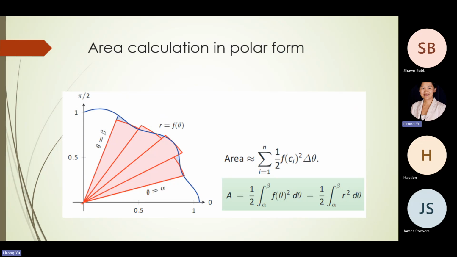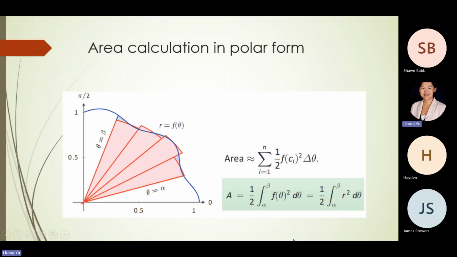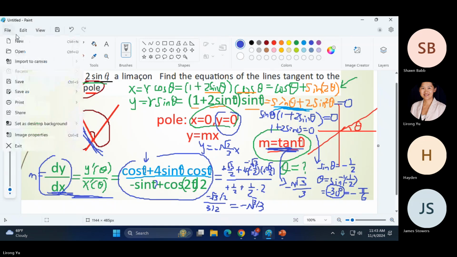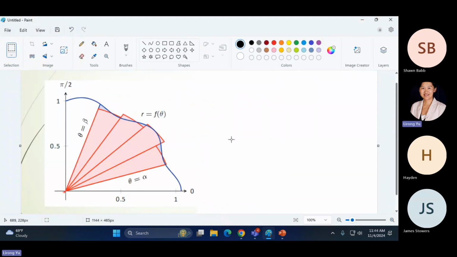All right, so we talk about the formula here. The area calculation using polar format is A equal to 1/2 the integral of r squared d theta. The reason for this is you can slice up the area into small parts. I'm explaining this just so the formula is a little easier to understand. So let's try to calculate this part.